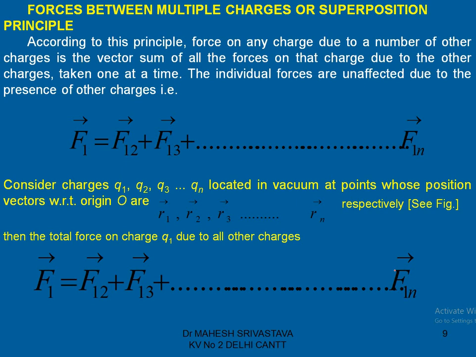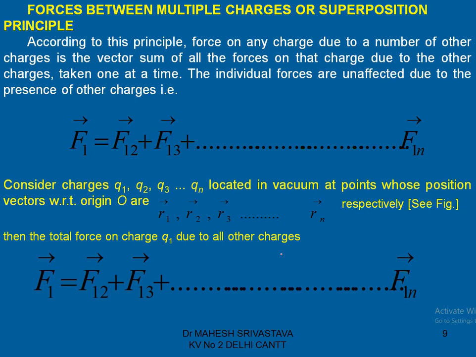So mathematically we can say that, suppose we take a given charge Q1, around it charges are Q1, Q2, Q3, Qn. Then the total force on this charge Q1 can be written mathematically as F1 vector equal to F12 vector plus F13 vector plus so on, F1n vector.